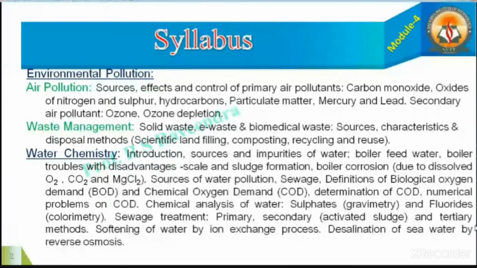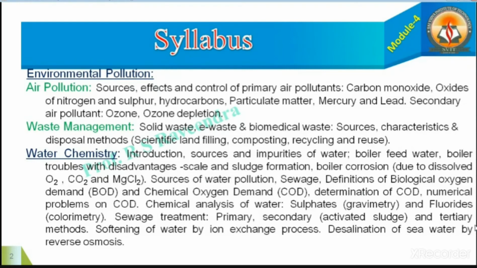Then we have the sources and impurities of water, boiler feed water, boiler troubles with the disadvantages. We have two troubles, scales and sludge formation, and second one, boiler corrosion. Again, under boiler corrosion, we have three different headings: due to dissolved oxygen, due to carbon dioxide, and due to magnesium chloride. Then we have the sources of water pollution, sewage, definition of biological oxygen demand, abbreviated as BOD, and chemical oxygen demand, abbreviated as COD.